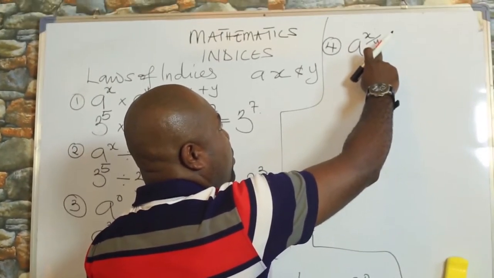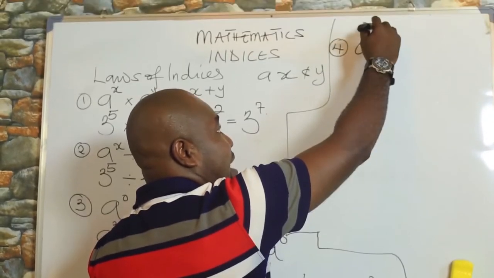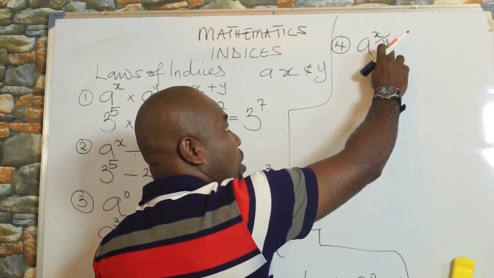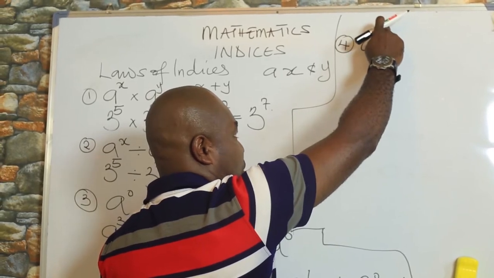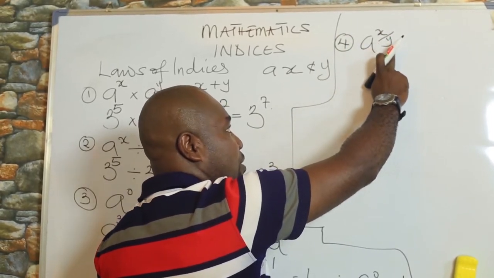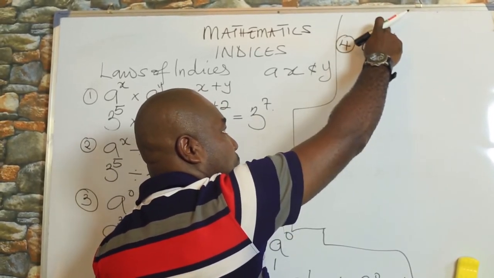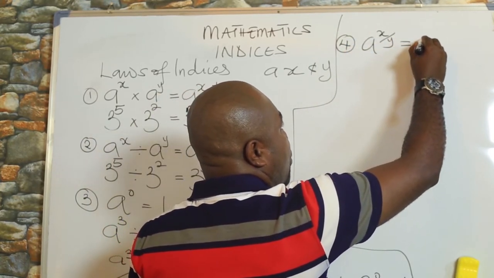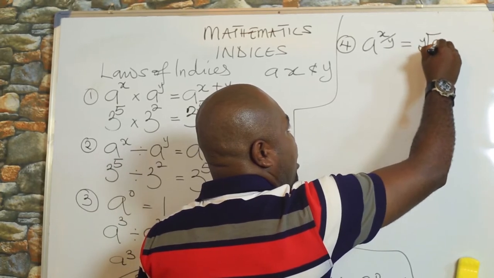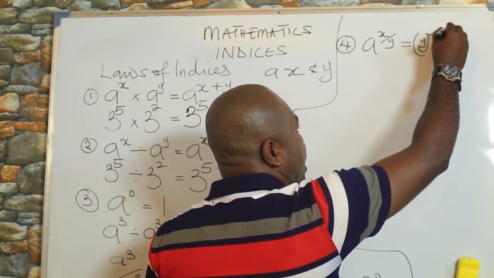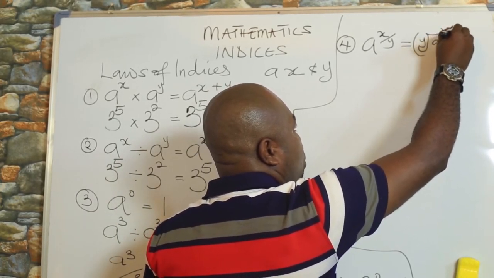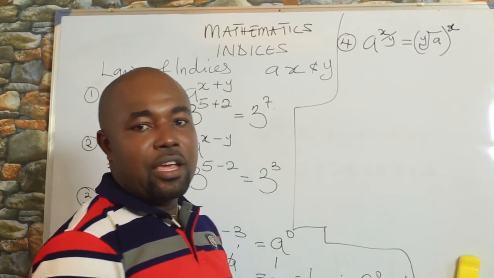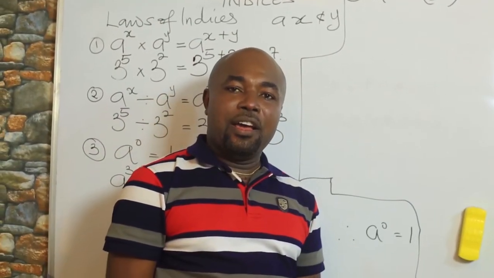This is the root. At the index here, you have the denominator and the numerator. The denominator here represents the root, and the numerator represents the power. This is equal to the y root of a raised to power x.